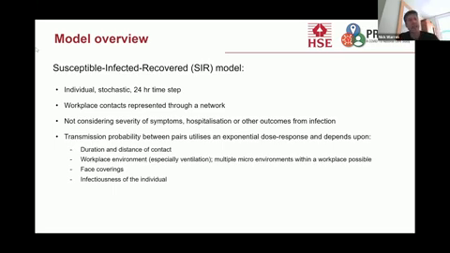And then we've put in extra detail which relates to the transmission probability between pairs of individuals. We utilize an exponential dose response, and that depends upon the duration and distance of contacts. It depends upon the workplace environment, particularly the ventilation, and that can be affected by face coverings. And in all instances, it's also altered by the infectiousness of the infected individual, the infected half of the pair, on the particular day that the contact takes place.